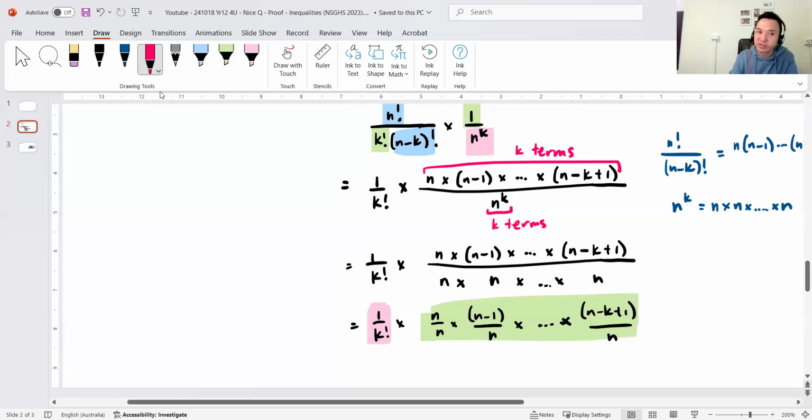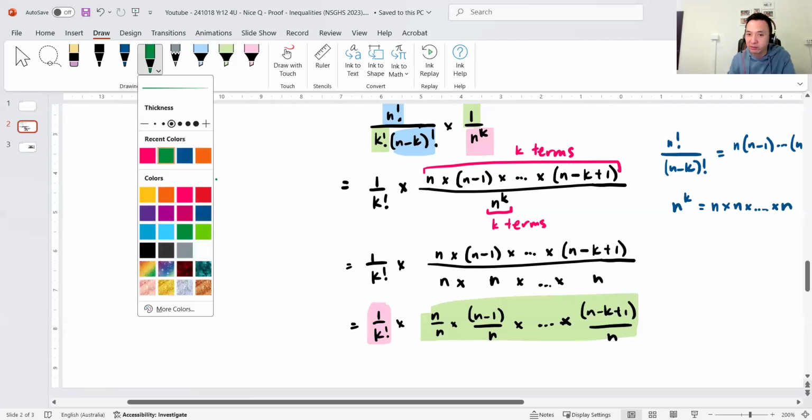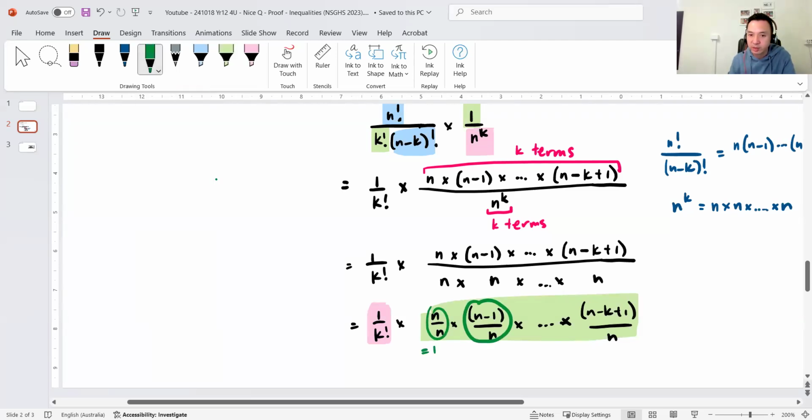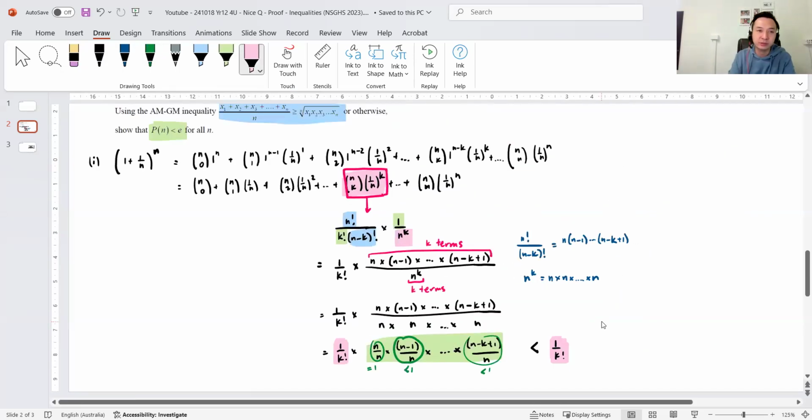Now, this first one is obviously 1, but n minus 1 on n is definitely less than 1. All of these are smaller than 1. So if I'm multiplying the pink term by terms that are smaller than 1, this whole expression has to be less than 1 on k factorial. Pink multiplied by things smaller than 1 has to be smaller than pink. Does that make sense?